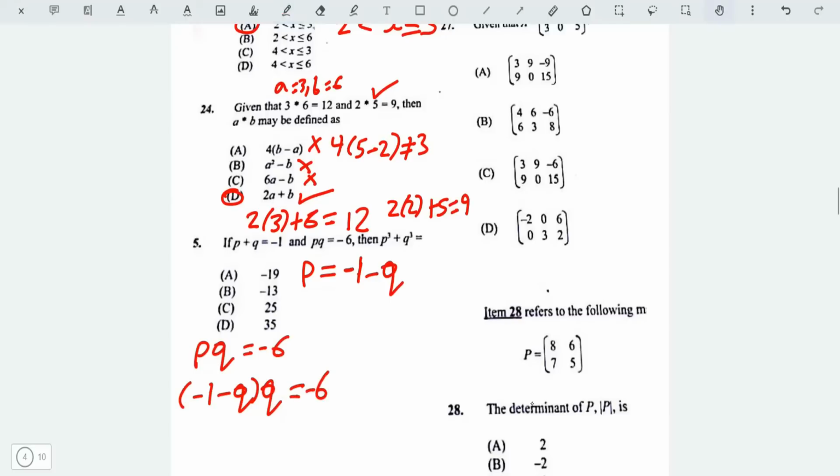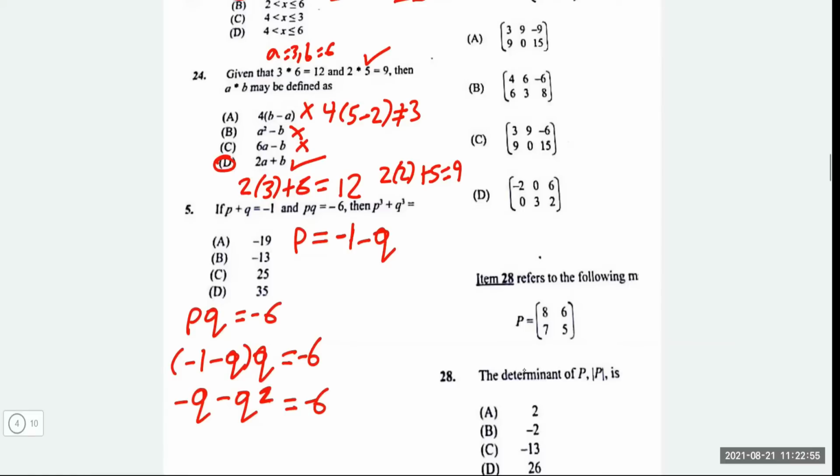Finish expanding, we get minus Q squared is equal to -6. We can bring everything over to this side to get 0 is equal to, bringing over the Q squared here, Q squared plus Q minus 6. So now all we need to do is factorize it. Q squared plus Q minus 6.